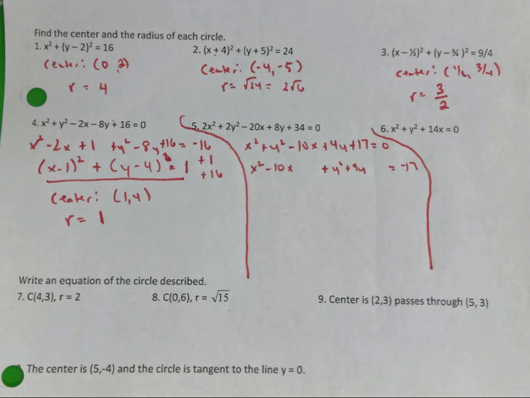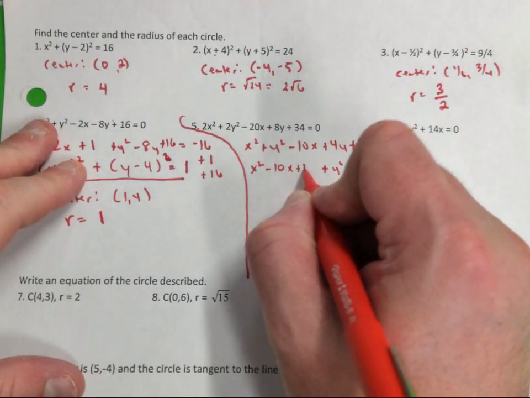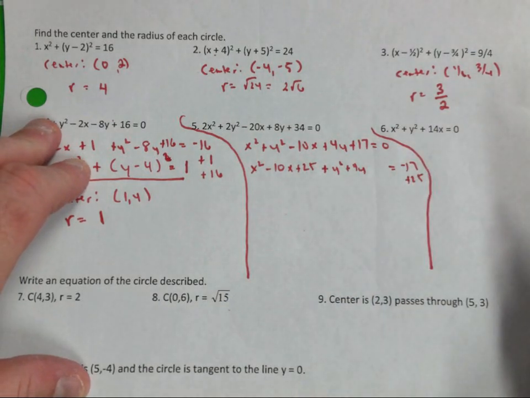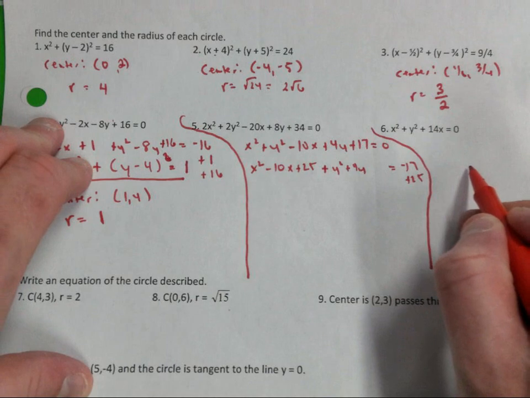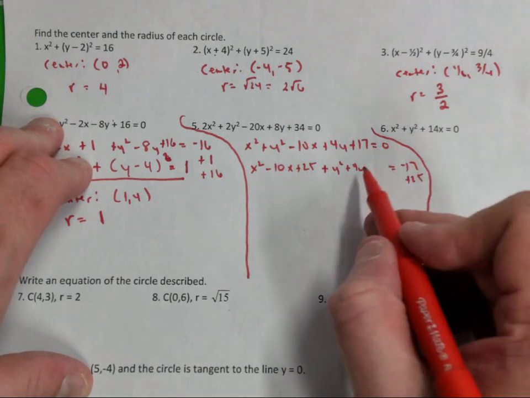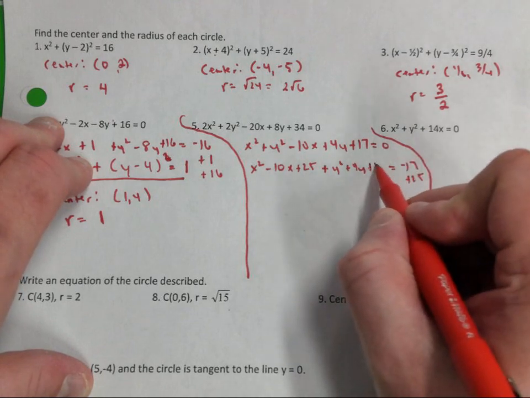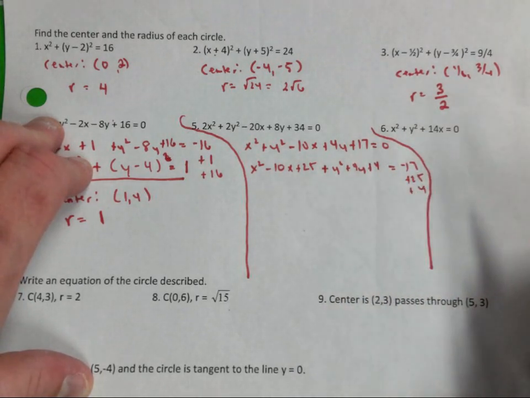I'm going to take half of negative 10. What's half of negative 10? Negative 5. What's negative 5 squared? So if I add 25 there, I'm going to add 25 over here. Normally I would write it next to it, but since I ran out of room, I'm having to write it under. What's half of 4? 2. 2 squared is 4. I'm going to add 4 over here.